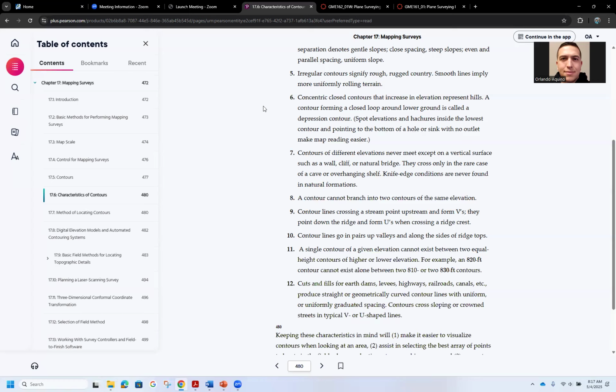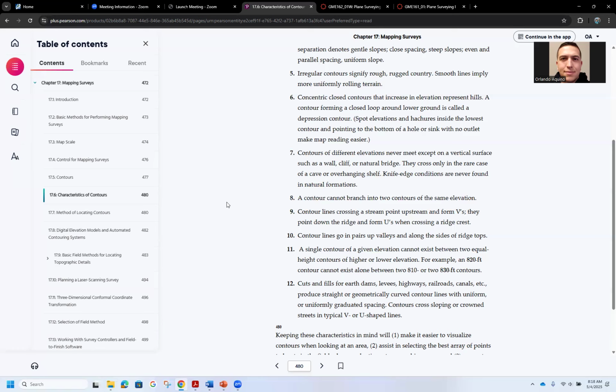Contours of different elevations never meet except on a vertical surface, such as a wall, cliff, or natural bridge. They cross only in rare cases of a cave or overhanging shelf, but again, that's not really something that we much do. Knife edging conditions are never found in natural formations. Number 8, a contour cannot branch into two contours of the same elevation. Number 9, contours crossing a stream point upstream, forming V's. They point down in the ridge, forming U's when crossing a ridge crest.